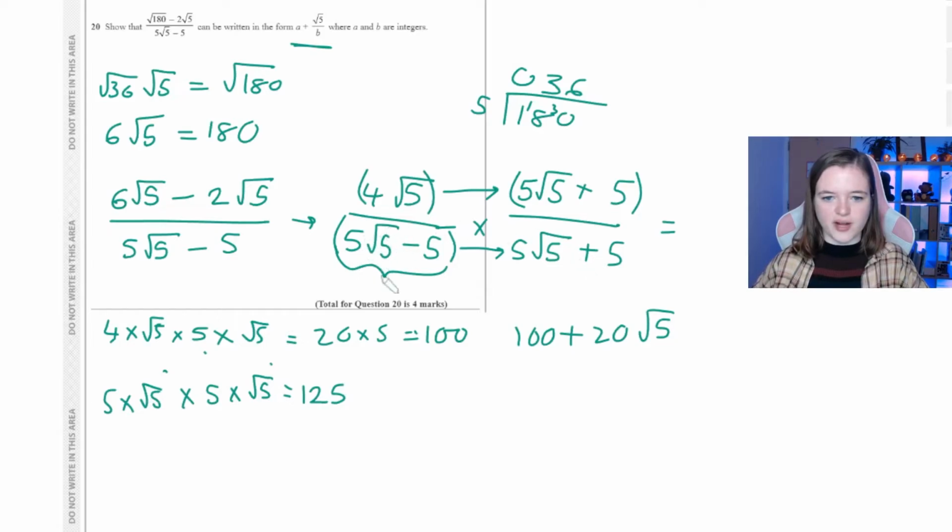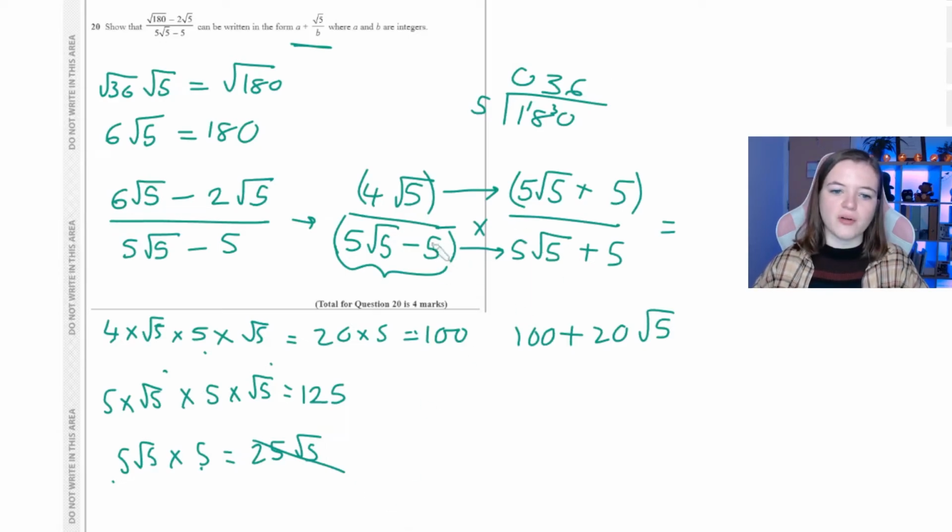So 5 root 5 times 5 is 25 root 5. Just that number times that number. And then I've got minus 5 times 5 root 5, which is minus 25 root 5. So that's going to go with that. Get rid of that. Then I've got minus 5 times 5, which is just 25, or minus 25, I should say.